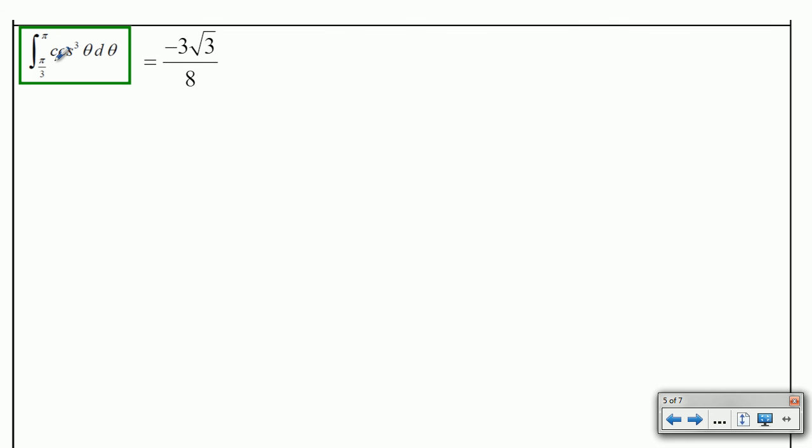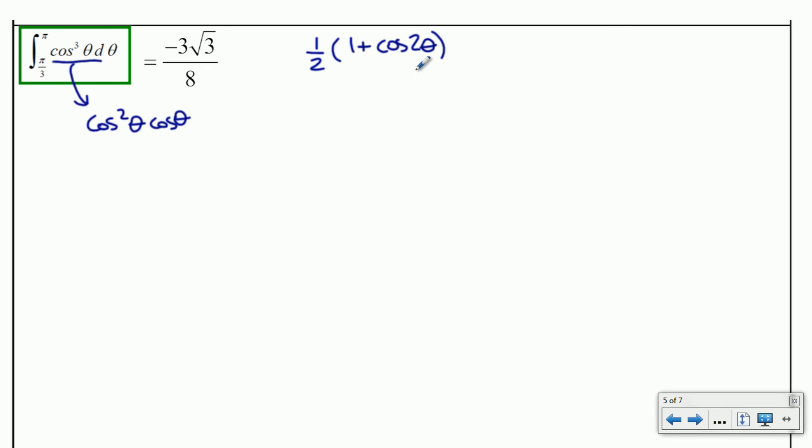A good opening move with this integral would be to express this as cos squared theta times cos theta. Now expressing cos squared theta with this identity probably wouldn't be a great choice because we'd have a double angle and a single angle. So it might be better to make use of this identity here. So don't do that one, I wouldn't recommend it. Maybe do that one. The actual integral is fairly easy. The fraction and radical work getting to the final form is a bit more work, but it's also fairly reasonable.